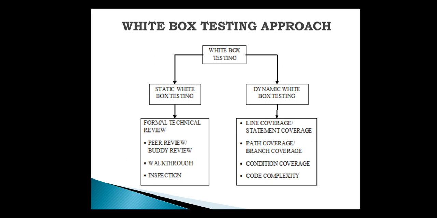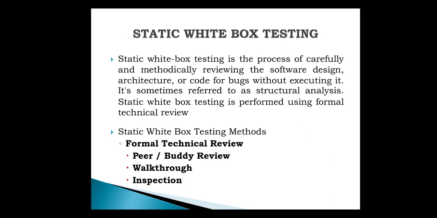In dynamic white box testing, you can perform testing in four ways: by performing line coverage or statement coverage, or path coverage or branch coverage. The next one is condition coverage, and the last one is code complexity, or we can say the cyclomatic complexity of the particular code. So we'll start with static white box testing.